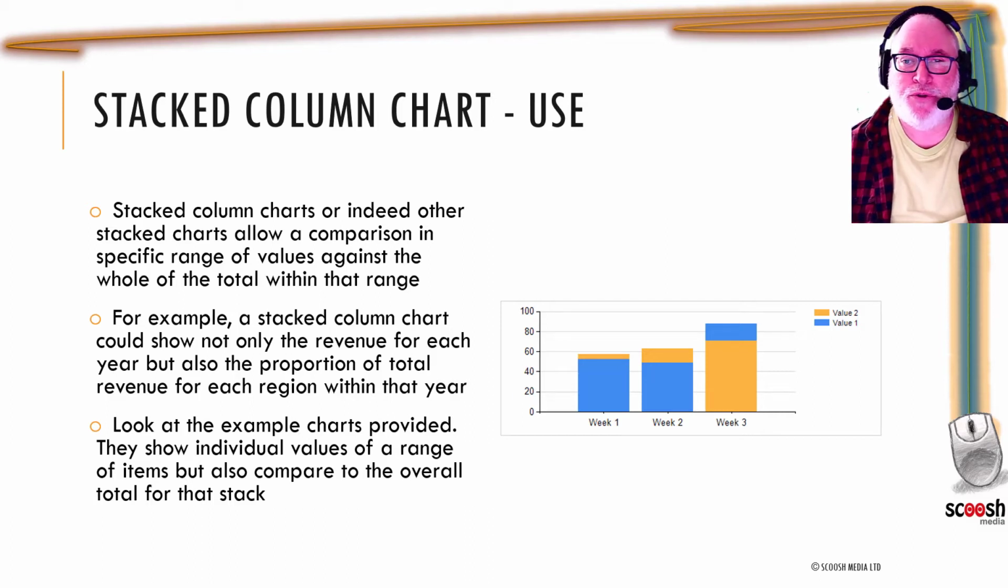So the example shows you here week 1, week 2, week 3, but you can see that week 3 is very much made up of value 2 rather than value 1. And week 1 is very much value 1 with only a tiny bit of value 2. So it allows you to know more as to why the total has reached what it is and what is consistent within that total.